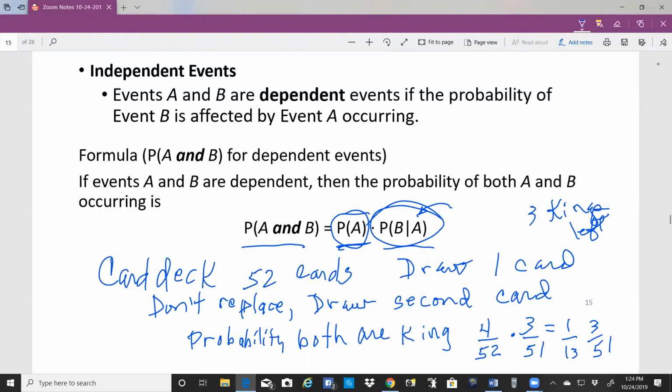And so, let me get my calculator out. 13 times 51 is 663. So that's going to be 3 out of 663.